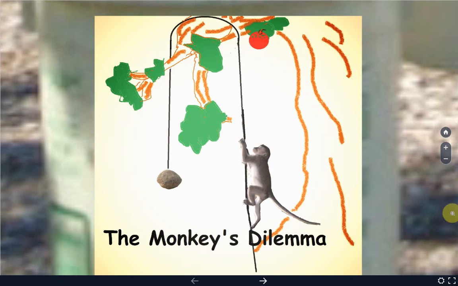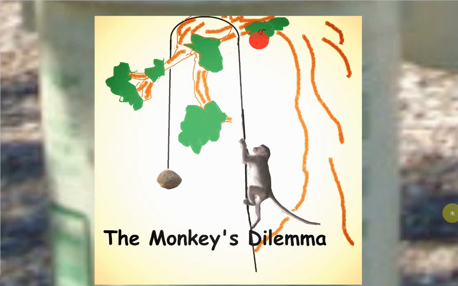I will be presenting about a physics problem called the monkey's dilemma. Now, this was given to me by my friend Arch in the master's class. It's really interesting, so let's take a look at this.